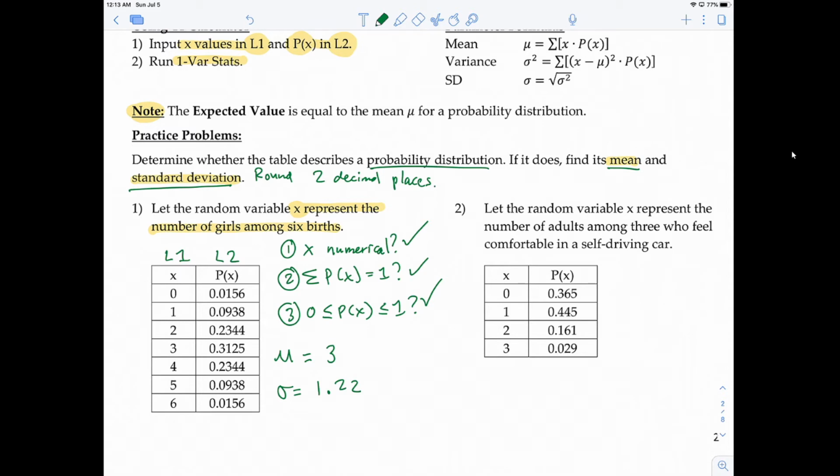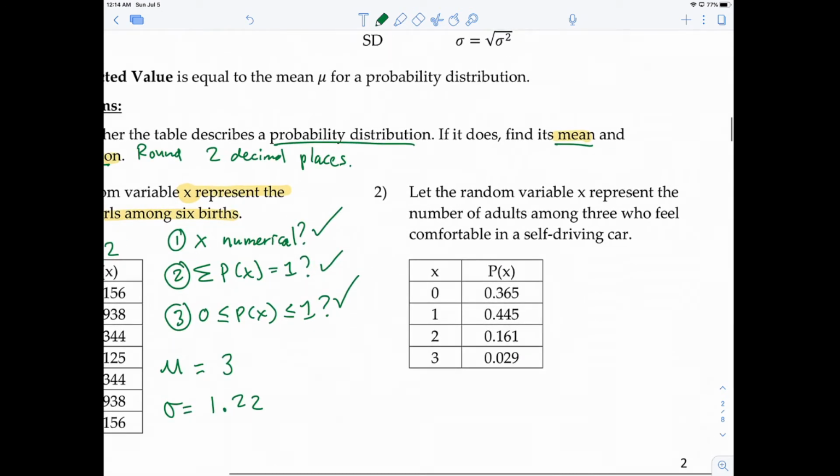Okay, number 2. It would be a good idea if you guys pause the video and try it yourself. All right, so here's how you do it. So again, step 1, the instruction says to check whether it's a probability distribution first, right? So let's go ahead and check those 3 requirements. Requirement number 1, are the x's numerical? Yes, they are. So that one checks off.